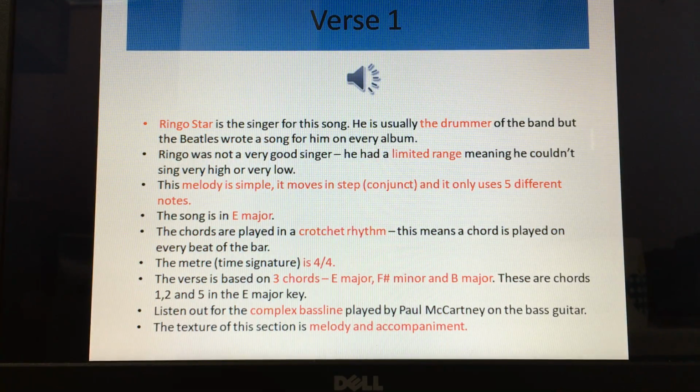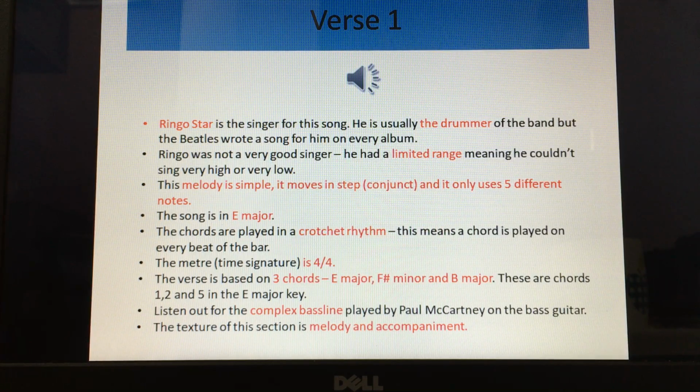So verse 1. Again, we looked at verse 1 last lesson, so I'm not going to play it. Ringo Starr is the singer for the song. He's usually the drummer of the band, but the Beatles wrote a song for him on every album. So that's really important that you know that With a Little Help from My Friends is sung by Ringo Starr.